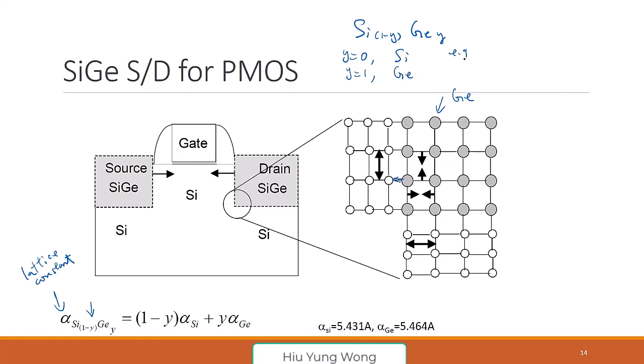For example, if you have Y equal to 0.3, then you have silicon 0.7, germanium 0.3. That means among 10 atoms, 7 are silicon, 3 are germanium. This is called an alloy. I think you know that already. In chemistry or other courses, you study alloys, right?